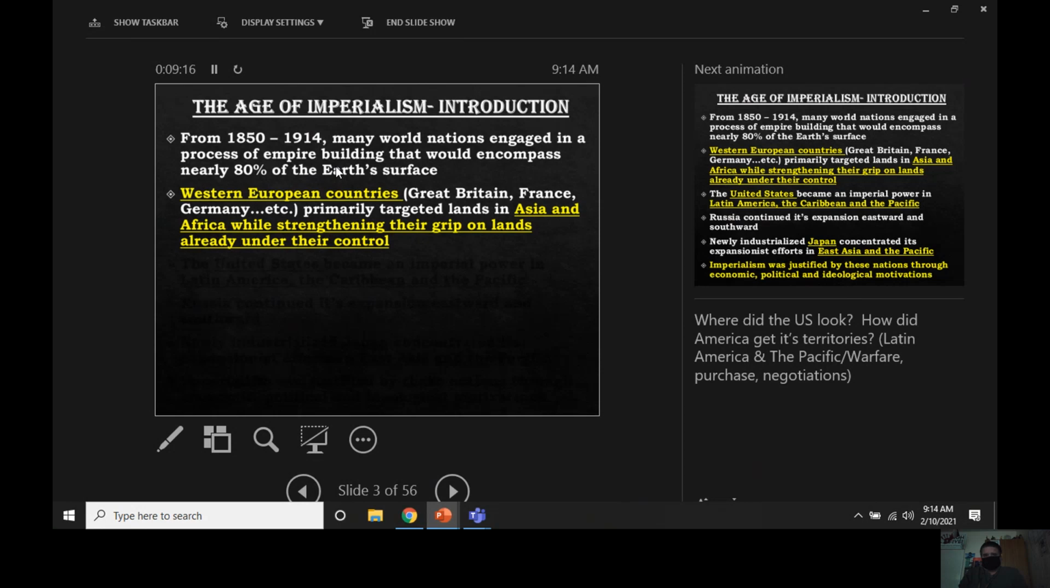Western European countries, such as Great Britain, France, and Germany, primarily targeted lands in Asia and Africa while strengthening their grip on lands already under their control. The British already had some colonies at this point, like in Australia. The French had some territory still, but you're going to see a broadening of all these empires.